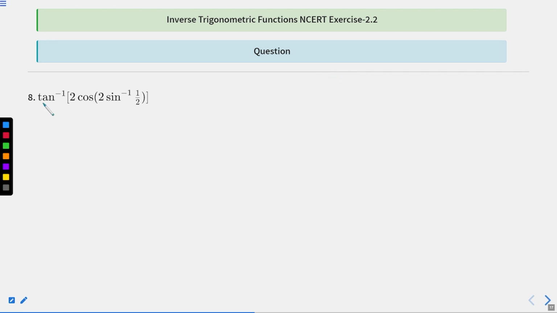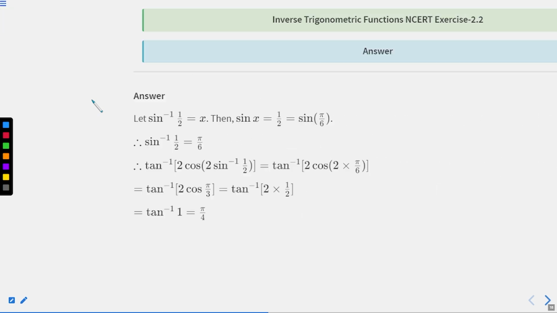Okay, so in question 8, we need to simplify it or find the value for this. So how are we going to solve it? It is quite easy. First of all, we will find the value for this and then for this, and then for this whole function. Let's do it step by step.